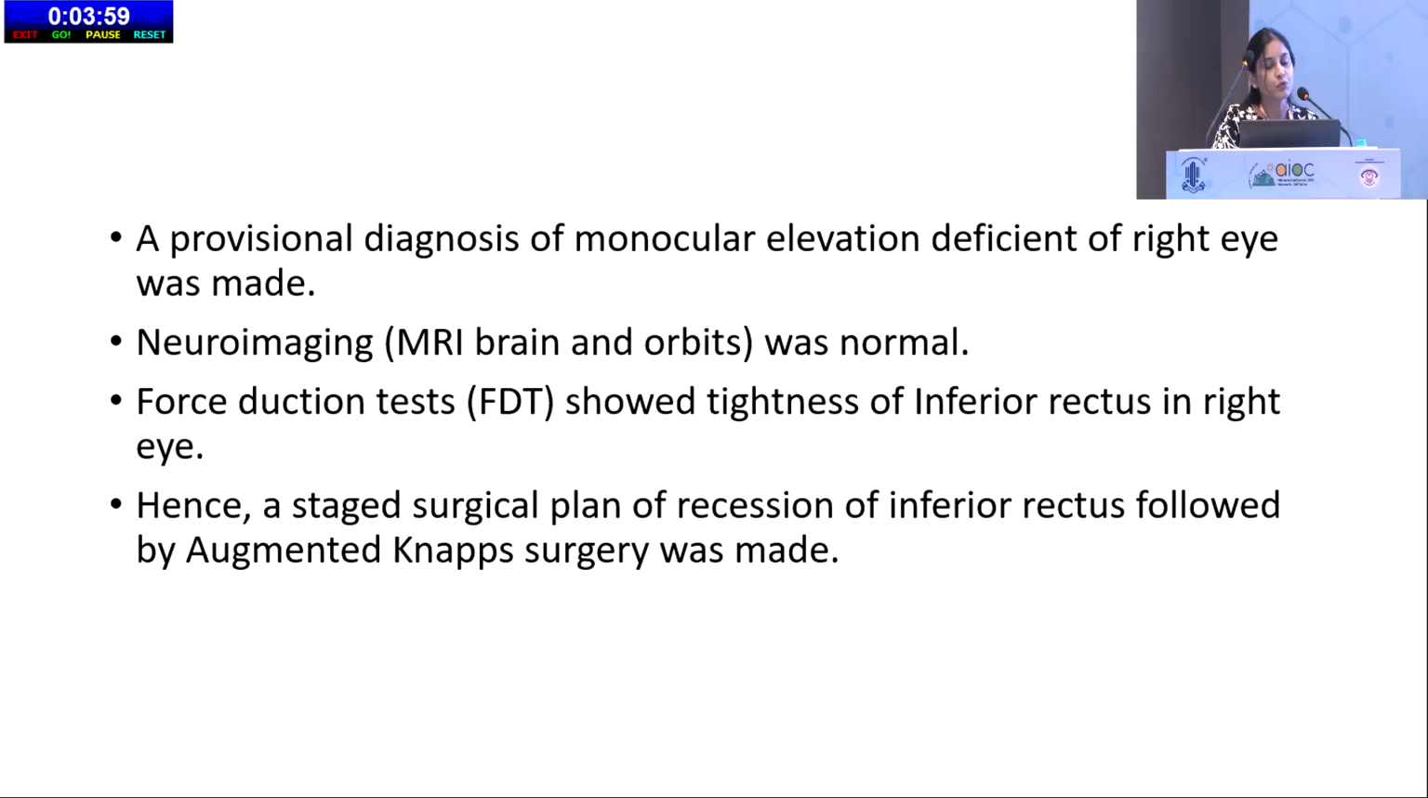A provisional diagnosis of monocular elevation deficit of the right eye was made, and neurological imaging was done, which was found to be normal. Force reduction test was done, in which the inferior rectus was found to be tight. Hence, a staged procedure of inferior rectus recession followed by an augmented NAPS procedure was planned for this patient.